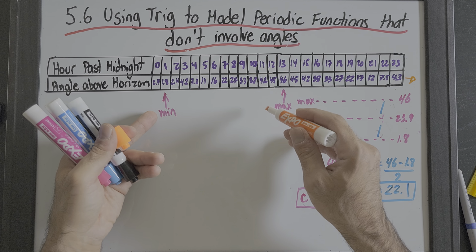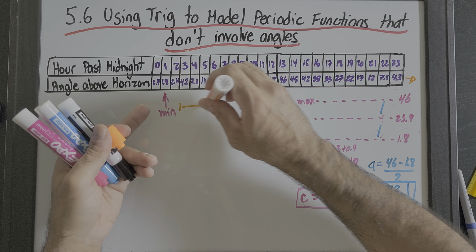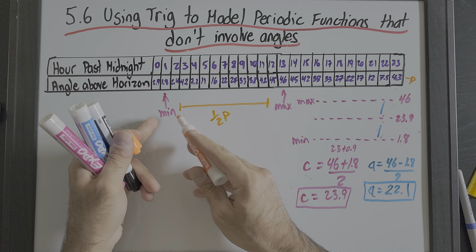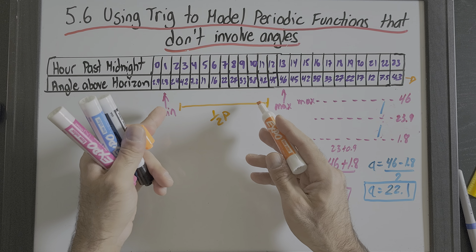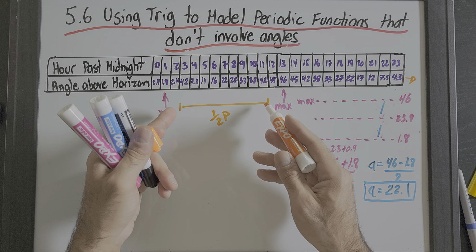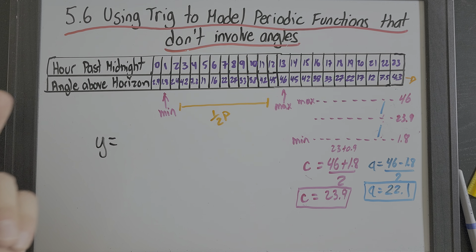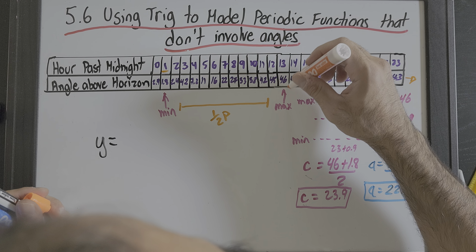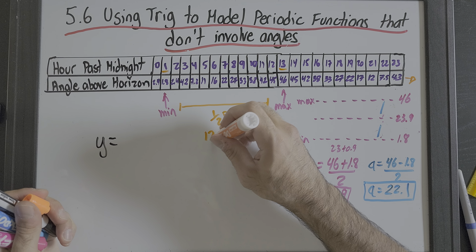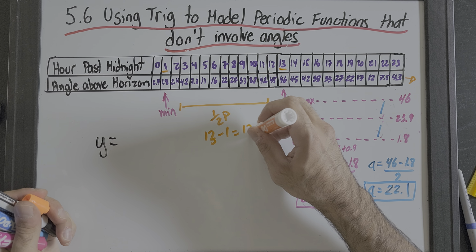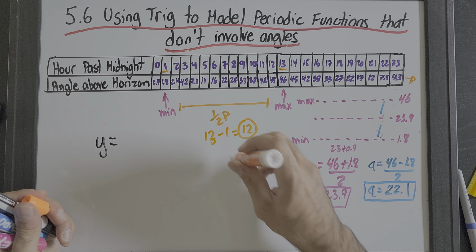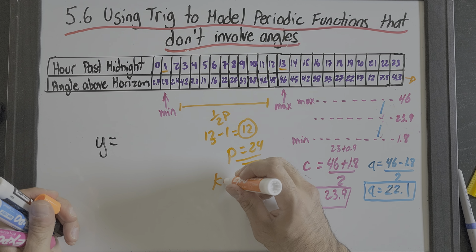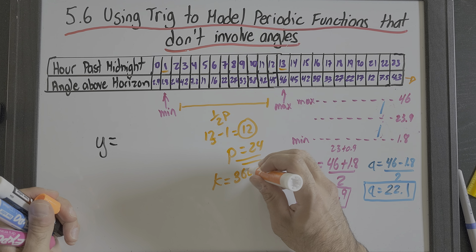But if you have the max and the min, this distance, if you have these two pieces of information, this is always half of the period, because I need this again to go back to the minimum, whatever this is. So if I know the distance from the minimum to the max and I double it, that's the period. So let's take a look at that. It's a 1 and it's a 13. 13 minus 1 is 12. That's half the period. So the period is 24. Now I can find my k value. K is 360 over 24.